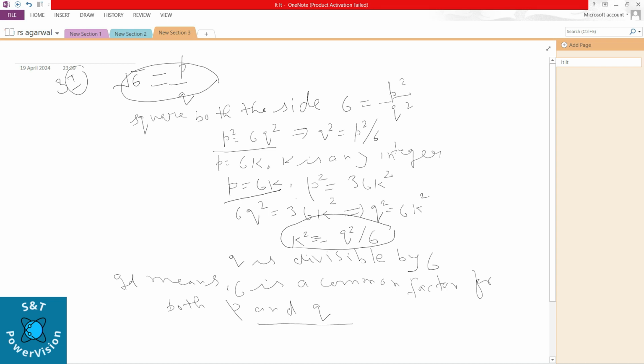So here in the beginning, we assumed that root 6 is a rational number. A rational number can be expressed in the form of P by Q, meaning no common factor. But after assuming that, the conclusion is that P and Q both have the common factor 6, which is a contradiction. So root 6 is an irrational number, which cannot be expressed in the form of P by Q. I hope it is clear.